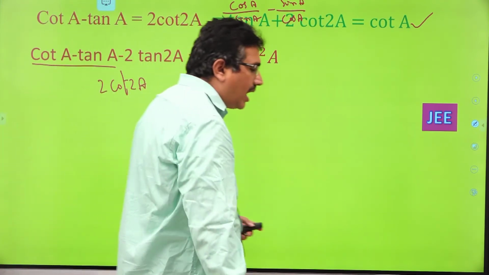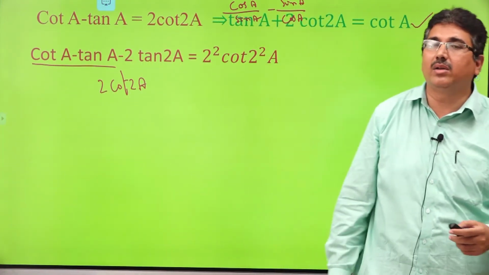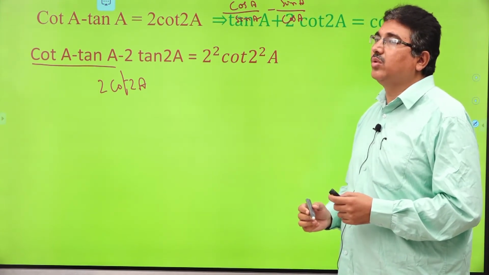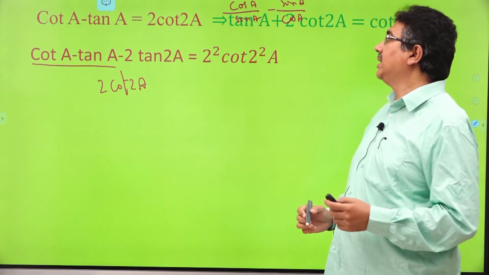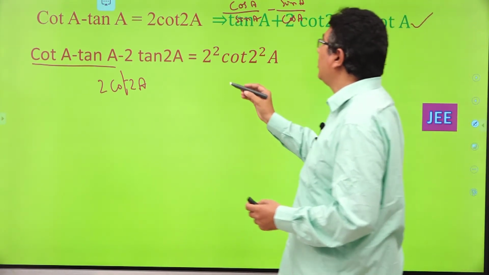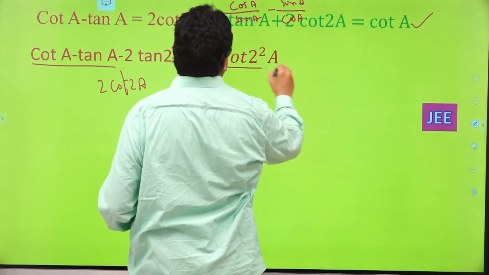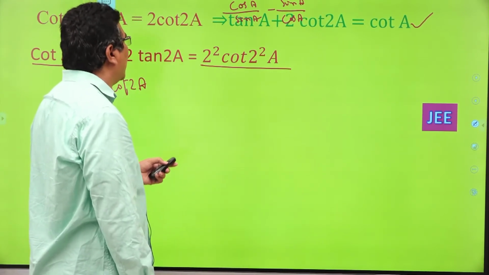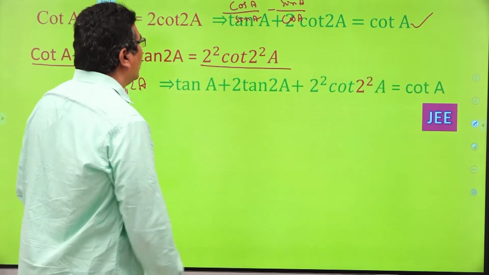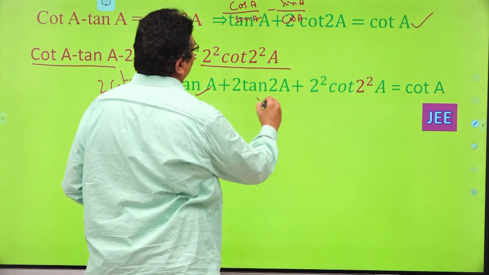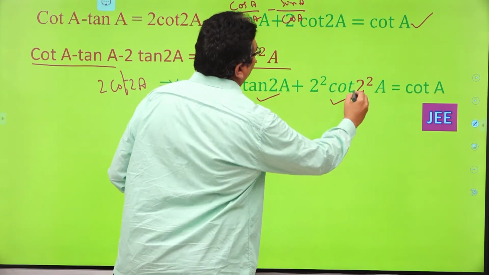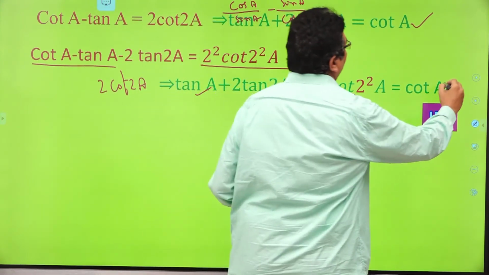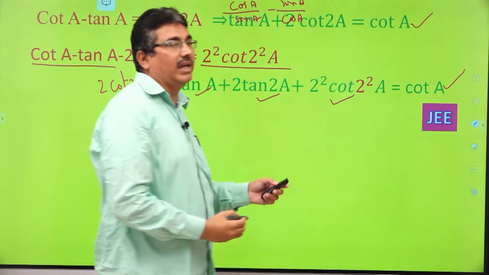2 into cot 2A minus 2 into tan 2A is equal to 2 into (cot 2A minus tan 2A), that is equal to 2 square cot 2 square A. That implies tan A plus 2 tan 2A plus 2 square cot 2 square A is equal to the same value, that is cot A.